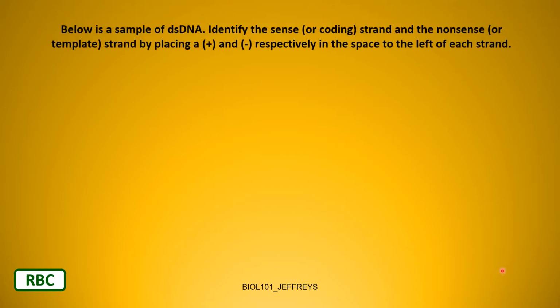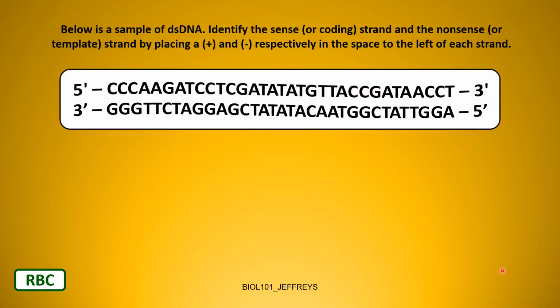Okay, so we started out here. I'm going back to the original exercise, and I'm not using the same DNA. I redid it. I'm using a different one just to give you an idea, because I don't want to give you all the answers. But it says below is a sample of double-stranded DNA. Identify the sense or the coding strand and the nonsense or the template strand by placing a plus and a minus respectively in the space to the left of each strand.